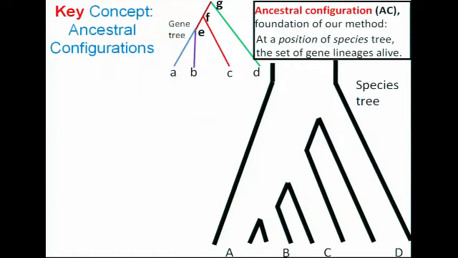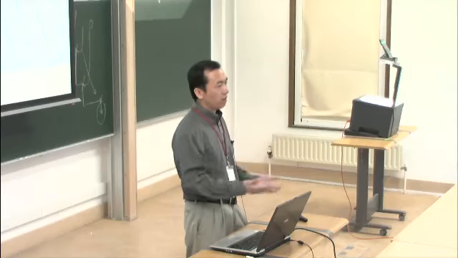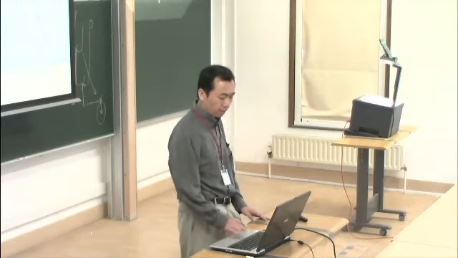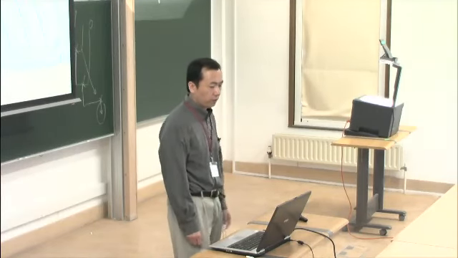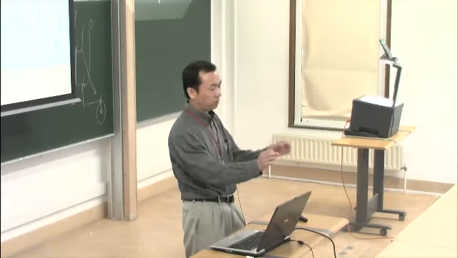All right. So how to speed up? This is the work I got started. I'm not going to enumerate all possible coalescent histories. Instead, I'm going to use something in computer science called dynamic programming. The key notion here is called ancestral configurations, which specifies, for a given position in the species tree, the set of gene lineages alive at that point in time. So let's look at what the possible ancestral configurations are at each position in the species tree.